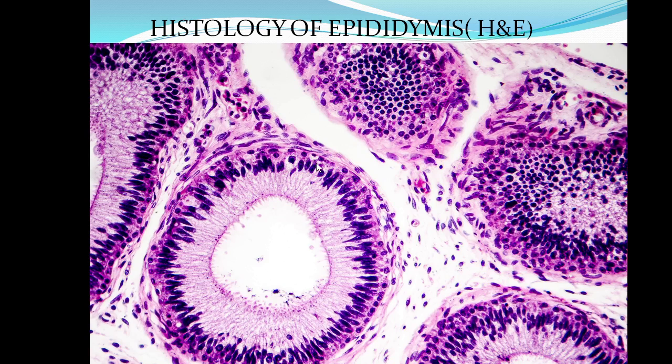This is the H and E stained section of epididymis. You can see here the duct of the epididymis. This is the lumen. In between the duct of the epididymis, we find the connective tissue. Then this duct of epididymis is lined by pseudo-stratified ciliated columnar epithelium. Here you can see the stereocilia forming the brush border.